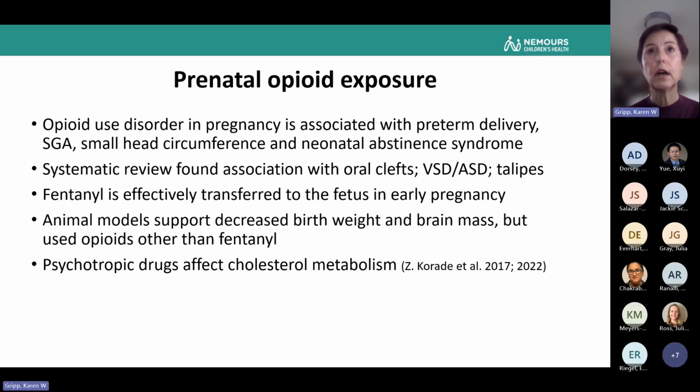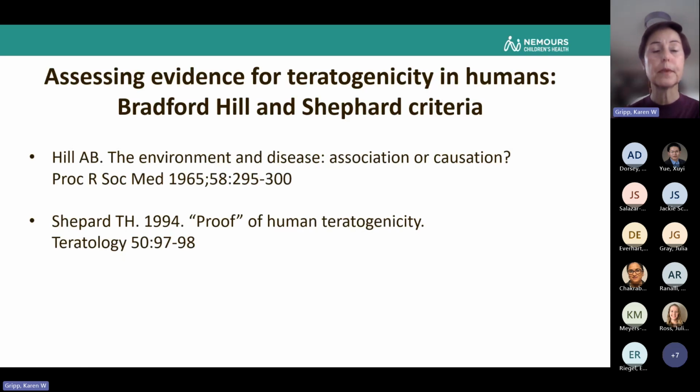Many studies on opioid exposure and pregnancy were performed using opioids other than fentanyl. Fentanyl is a relatively newer, very potent opioid that is not available in many databases or in many pharmacies that are used for animal studies. So fentanyl has not been studied in as much detail as other opioids. But we do already know that some psychotropic drugs can affect cholesterol metabolism. I mentioned the Corrado study to you before.